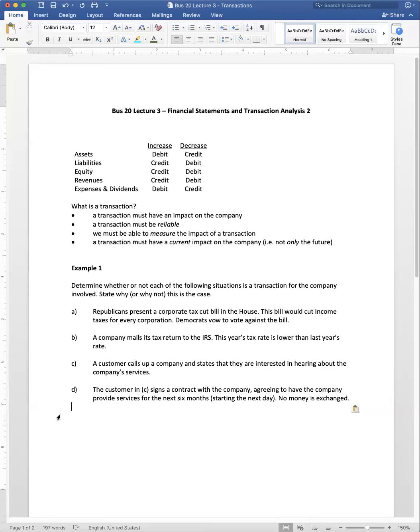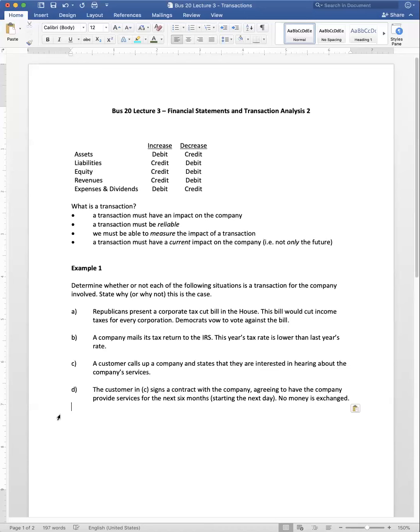All right, does it impact the company? Yes, definitely, right? The company's involved, it's their contract. Is it reliable? Yes, I signed a contract. That's very reliable, right? It's committed. Is it measurable, right? Well, yes, right? Presumably, there are numbers in that contract, how much I have to pay and what they'll pay if I have an accident, right? So there are numbers in there, it's measurable. But then we get to that last piece. Does it have a current impact on the company?